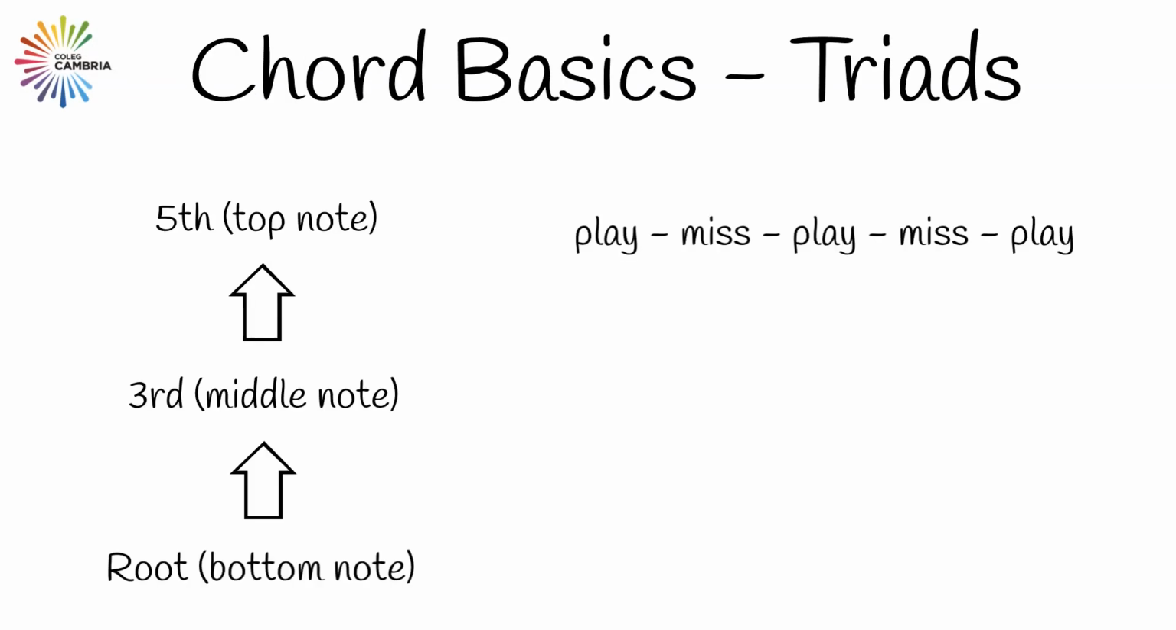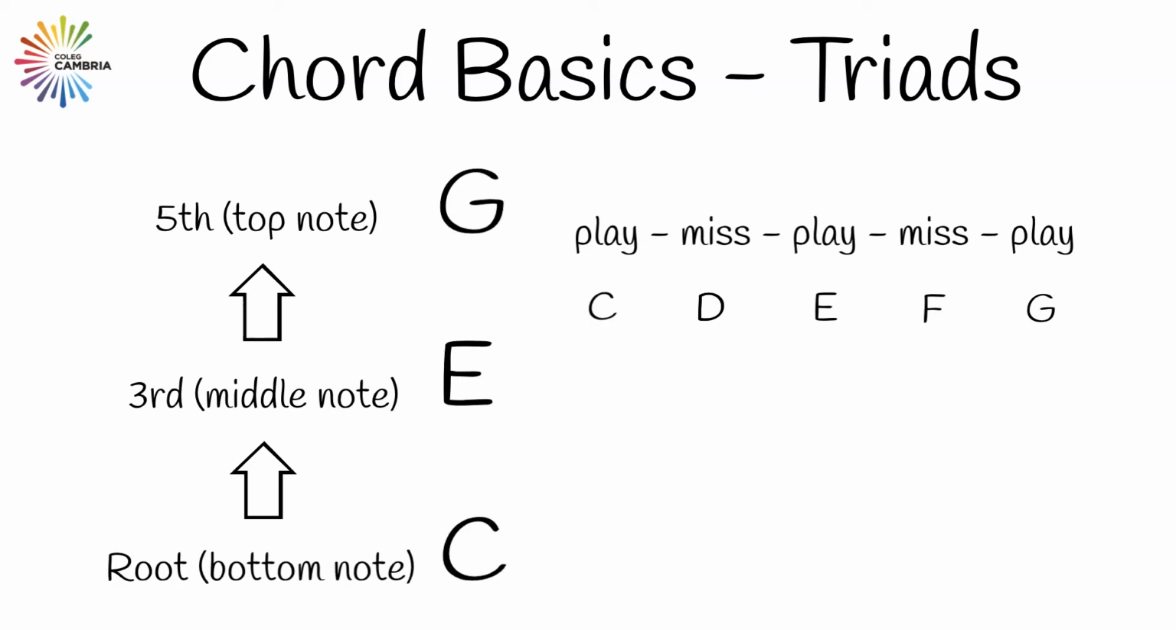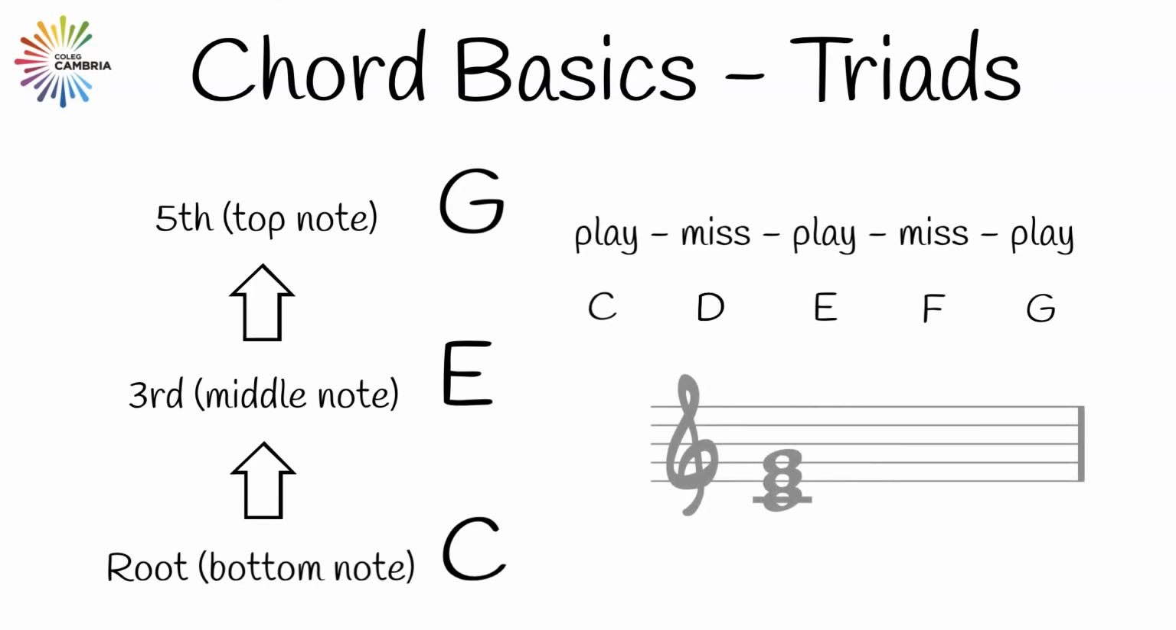So that's the basics of how to work out chords and triads with the root, the third, the fifth, and the pattern of play, miss, play, miss, play, to end up with our 3-note triad. For example, C, E, and G is a C major chord, and that's because of the intervals between the notes, which we've counted in semitones. So hopefully now you can remember and understand what the different types of chords are.